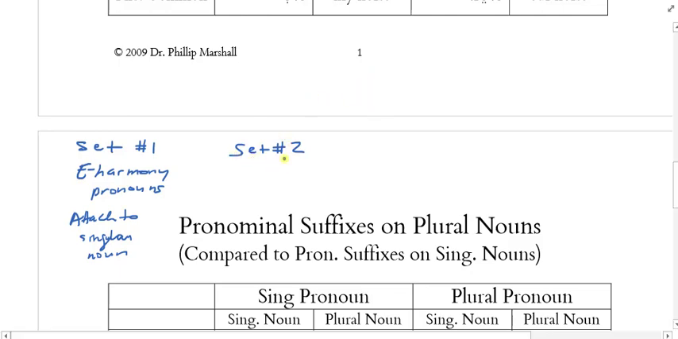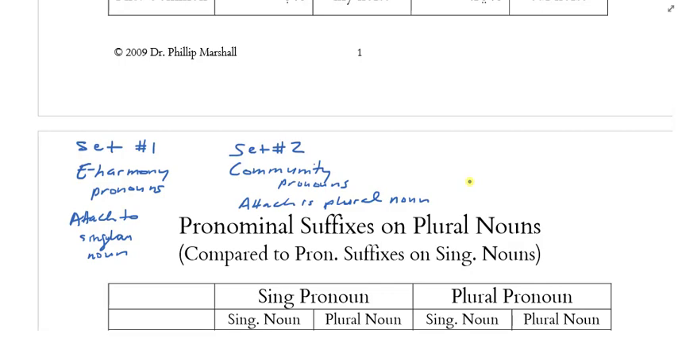Okay? The set two pronouns, my nickname for them is the community pronouns. Okay? Community pronouns. These are the pronoun suffixes that we are going to attach to plural nouns. Okay? So there's a distinction between singular nouns and plural nouns when it comes to which pronouns we attach. Why do I call them the community pronouns? Well, when you have community, you have plurality, right? You have more than one. So these are pronouns that are looking for some community. They're looking for plural things to attach to.